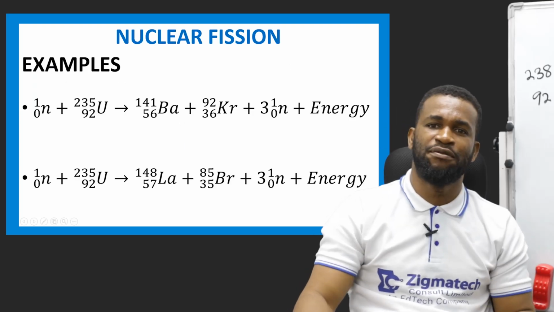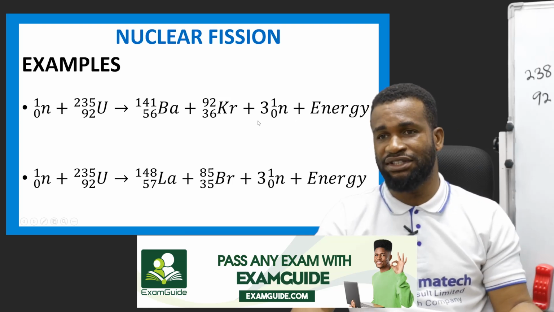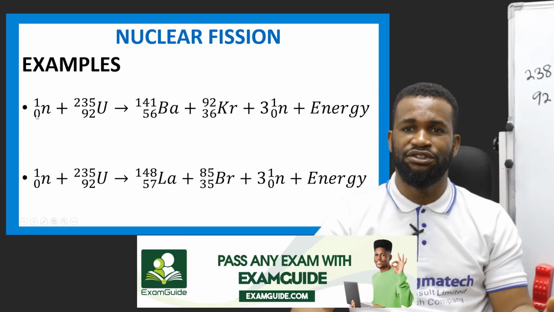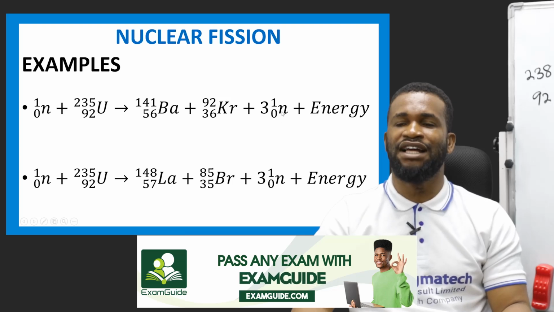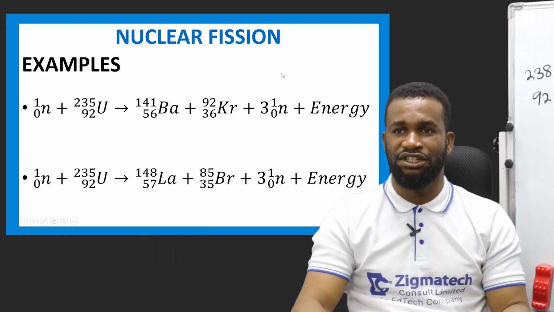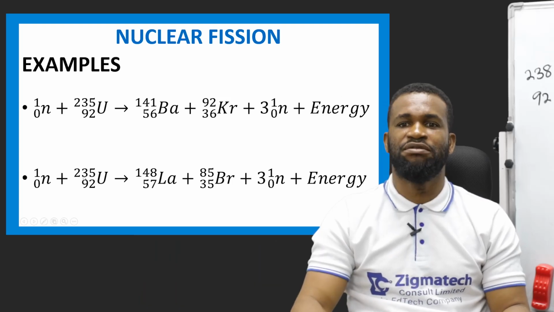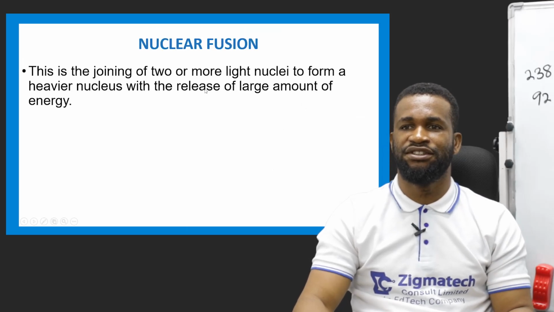Now look at this. This is what fission is all about. I say this is the neutron and uranium. You produce barium, krypton, and more neutrons, plus energy is released in the process of fission. So whenever there is fission, more energy is released.